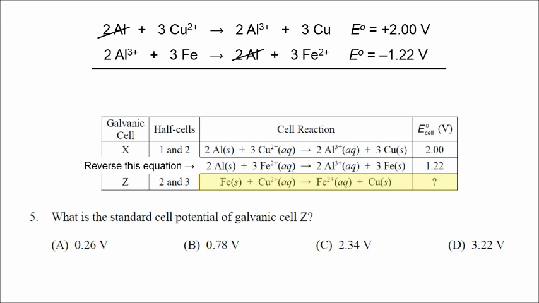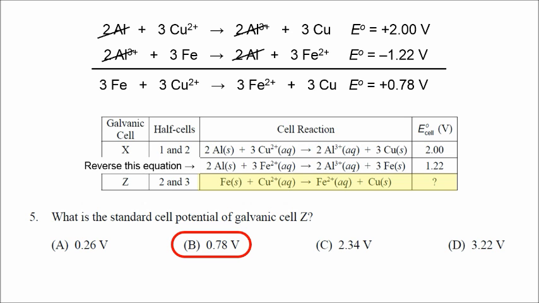The aluminums will cancel out. I'm going to have 3 as my coefficient for all the species. Now when I divide by 3, that's not going to change the voltage. So positive 2.00, negative 1.22, add those together and I get 0.78, and that is my answer.